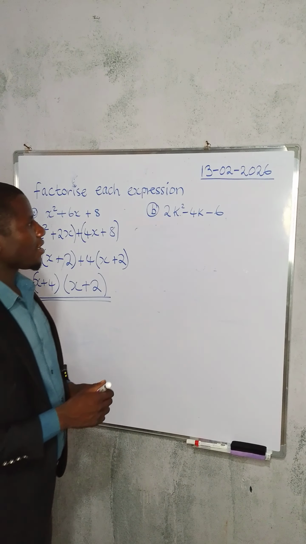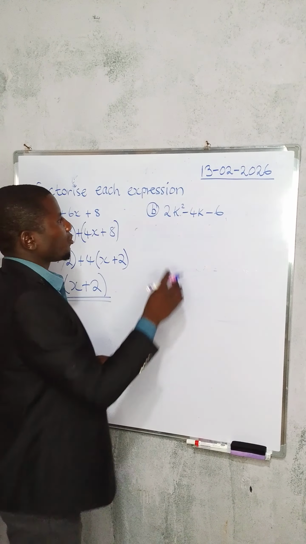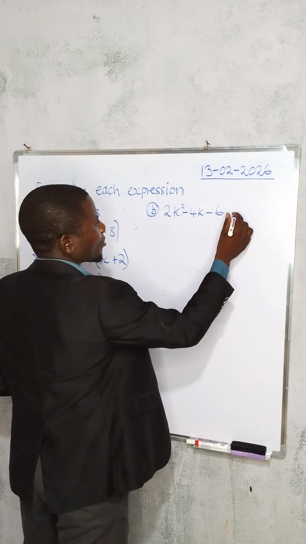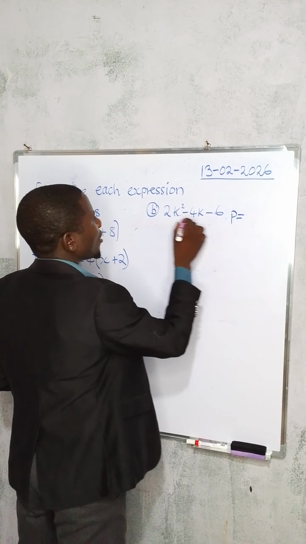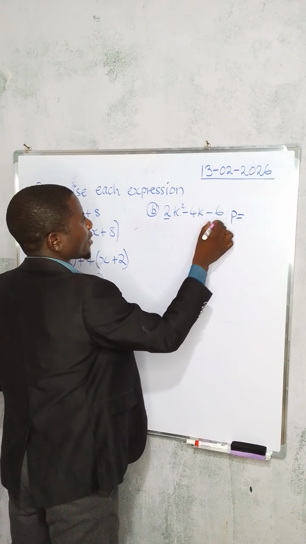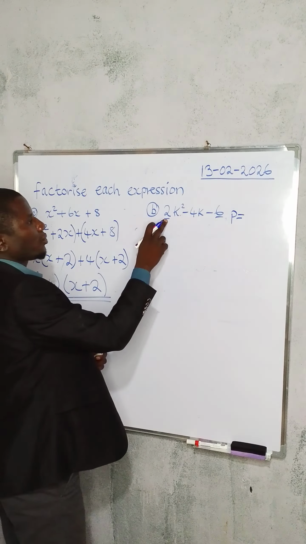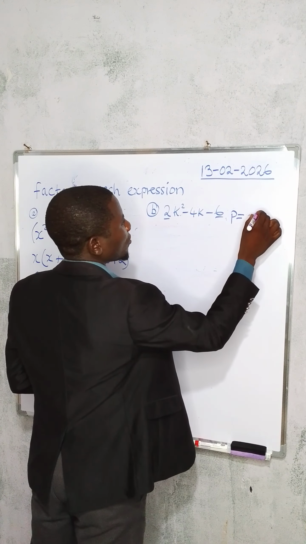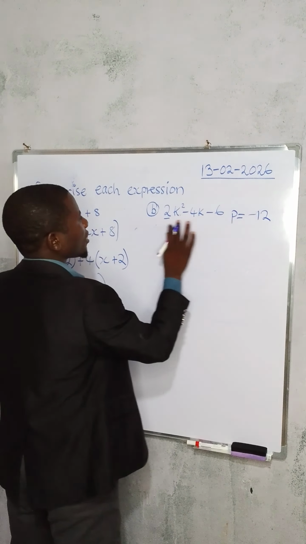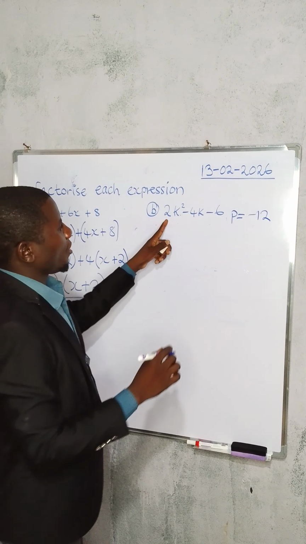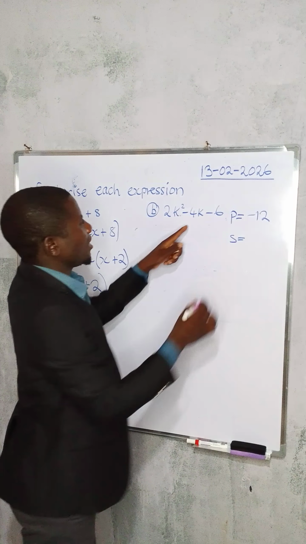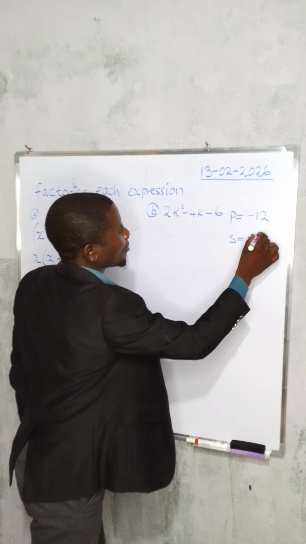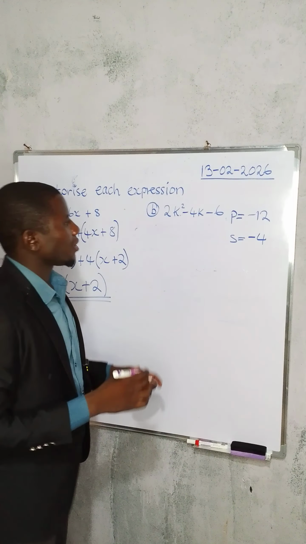Now, like I said, the first thing is to find the product of this expression. So the product is this, times the last number there. So 2 times negative 6, this is going to give you negative 12. Okay, it gives you negative 12. And our sum is that number there. Our sum is this one here. So our sum is negative 4. So that is what you do.